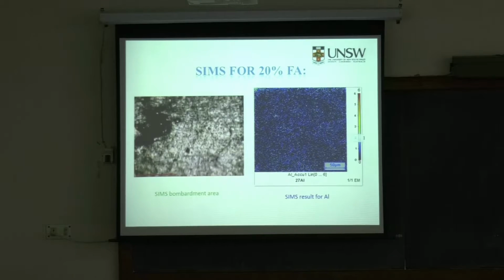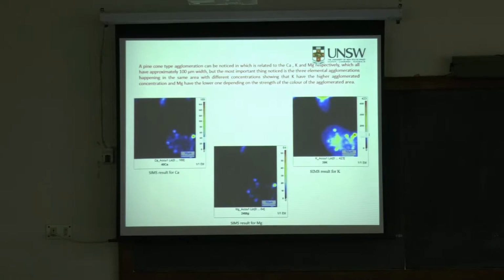If you go for 20% fly ash epoxy, this is the SIMS bombardment area. That is where you are doing it, and then it shows SIMS results for aluminium. These are the particles which are becoming bright. They represent aluminium, and calcium are these particles which become prominent. Magnesium are here, and there you have some results for potassium.